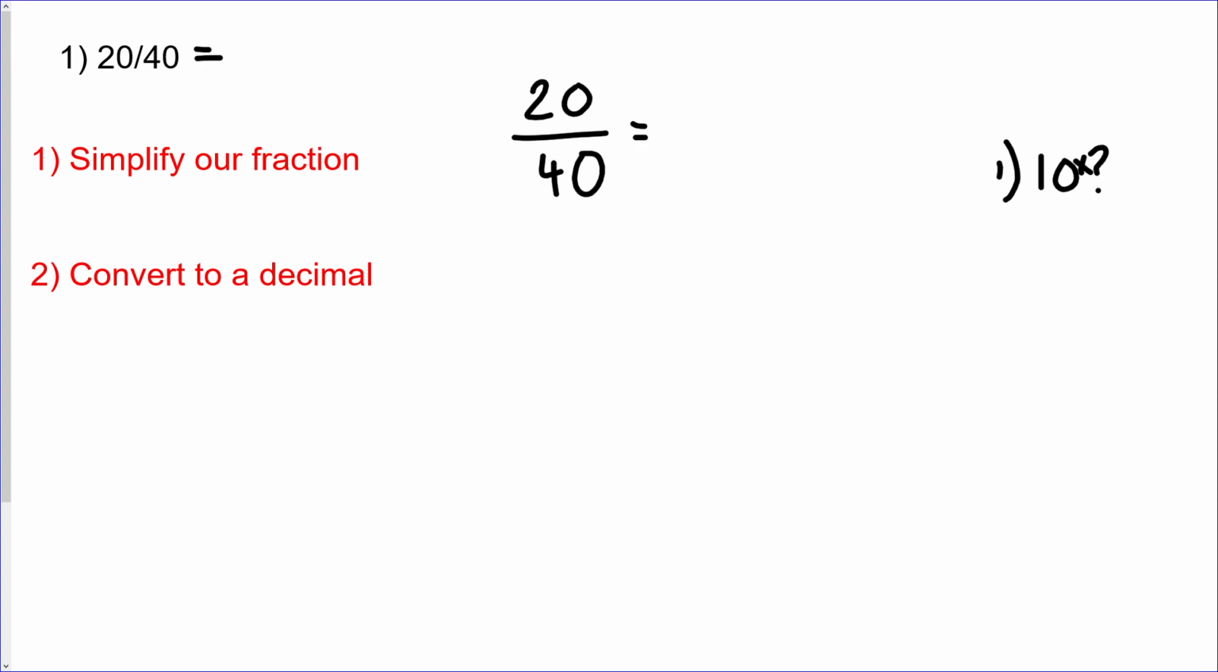How do we know they're both multiples of 10? Because they both end with a 0. So now I can divide the top by 10 and the bottom by 10, because we remember our saying, whatever we do to the bottom, we do to the top.